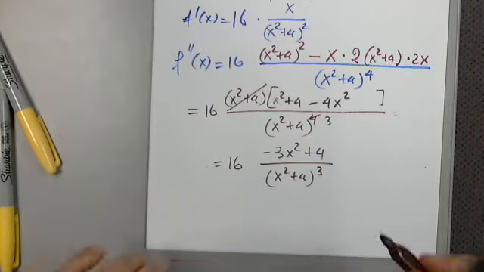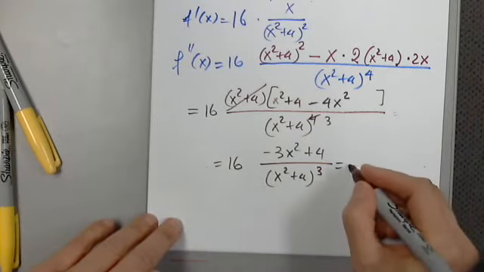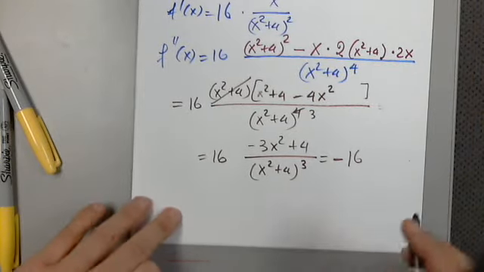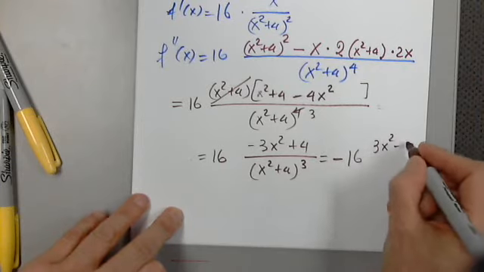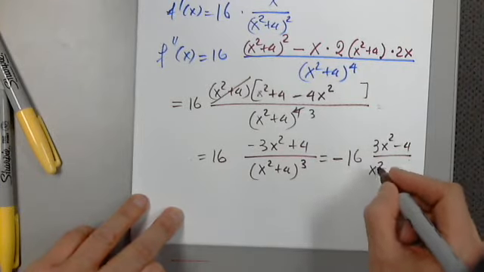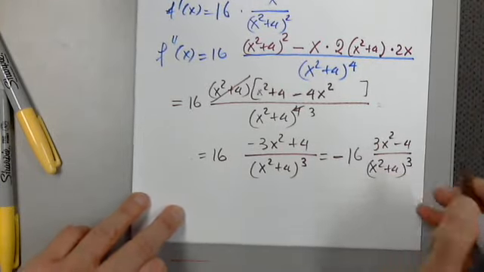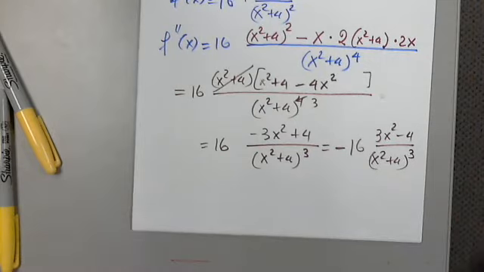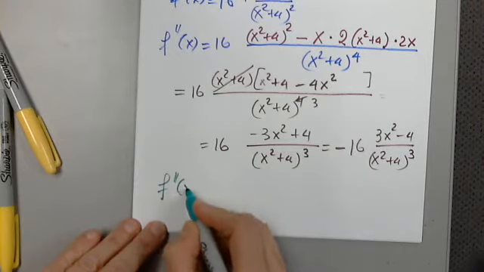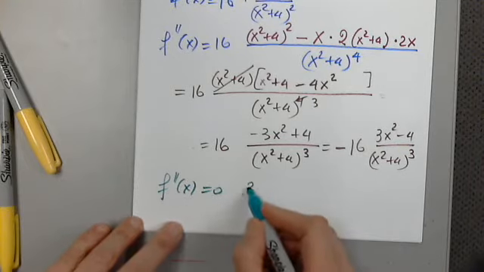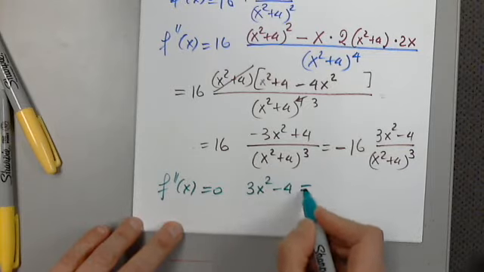So when I set this equal to 0, first I would like to factor out negative 1. So I have 3x squared minus 4. So all this work was not in vain, was not wasted. When I set the second derivative equal to 0, I will have to write 3x squared minus 4 equals 0.